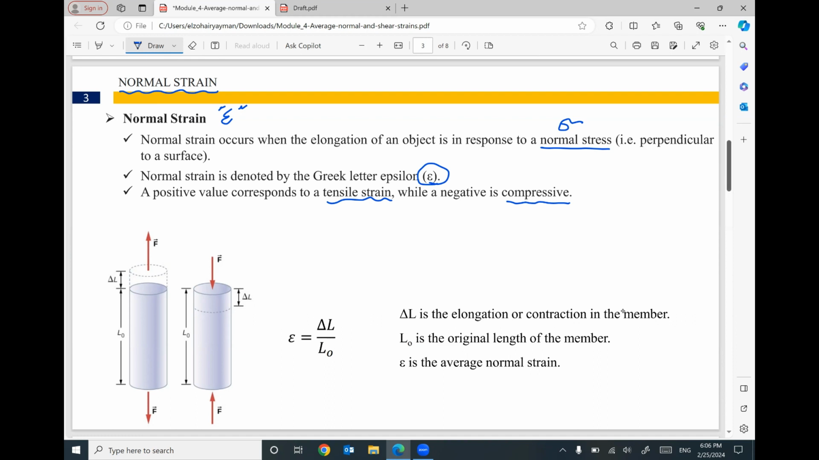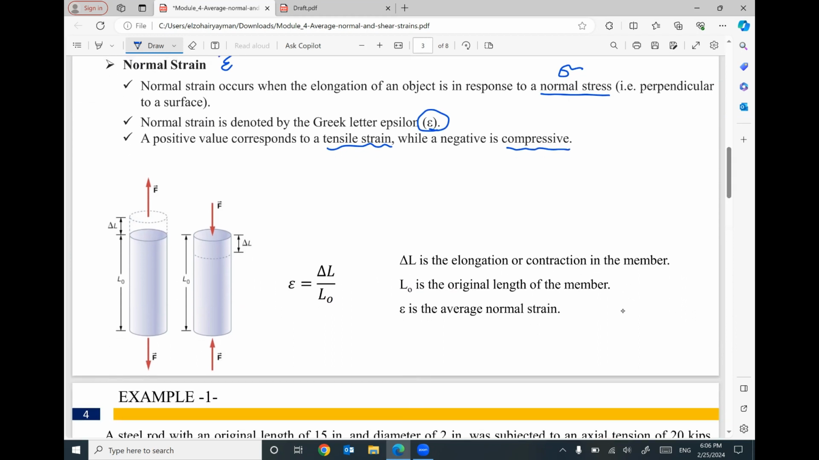How to calculate the normal strain? Keep in mind, strain in general is the elongation or the deformation relative to the original dimension. So if we have a member under the effect of a tension force, this member will elongate by a value delta L. If you divide this delta L, the new stretch in this member, by the original length L naught, you get strain. So epsilon, the normal strain, equals delta L divided by L naught.